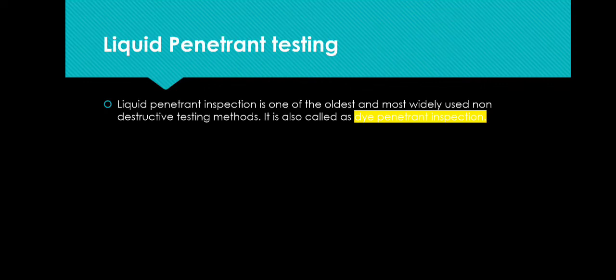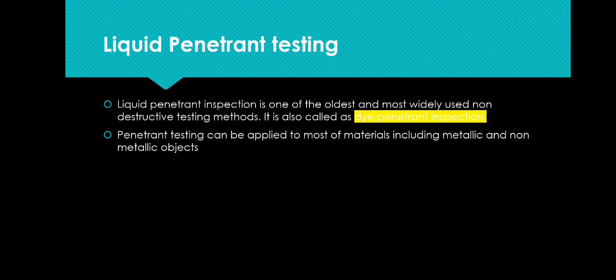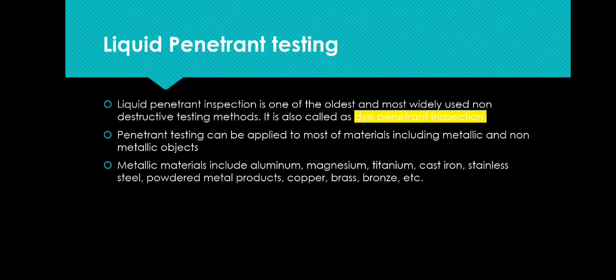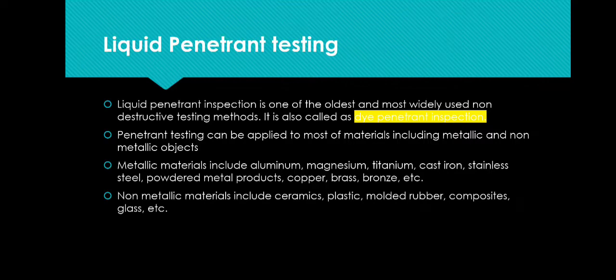So, what is liquid penetrant testing? Liquid penetrant inspection is one of the oldest and most widely used non-destructive testing methods. It is also called dye penetrant inspection. Penetrant testing can be applied to most materials, including metallic and non-metallic objects. Metallic materials include aluminum, magnesium, titanium, cast iron, stainless steel, powdered metal products, copper, brass, bronze, etc. Non-metallic materials include ceramic, plastic, molded rubber, composites, and glasses. Penetrant testing can be applied on a porous surface.